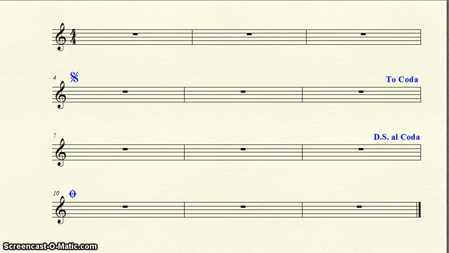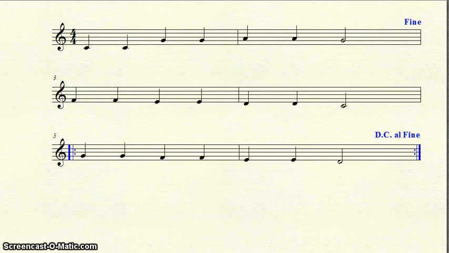Let's talk through a couple examples. In this piece, we would begin by singing the first line. At the end of the first line, we see the word fine. However, that means nothing to us at this point. Then we would sing the second line.